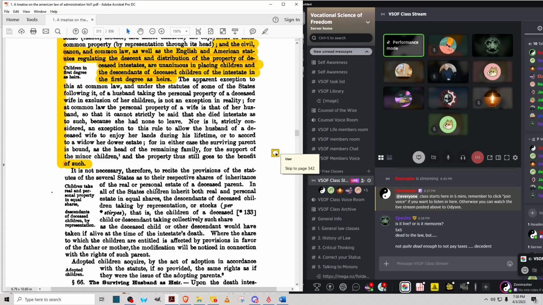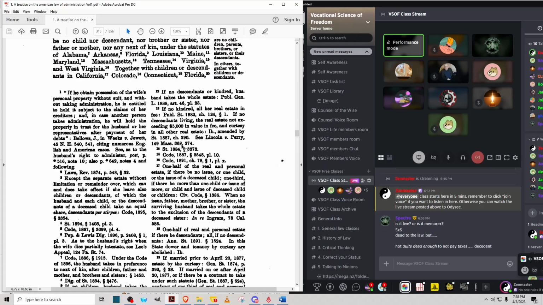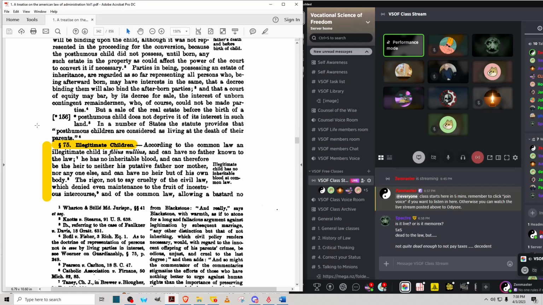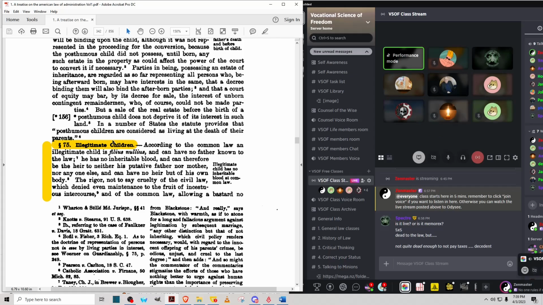Okay, so now we're going to jump way down to page 342, illegitimate children, subsection 75. Now, remember, before I start this, I'm going to make a point here. Remember that in this current Luciferian system of slavery that they have created and have us all in and under.